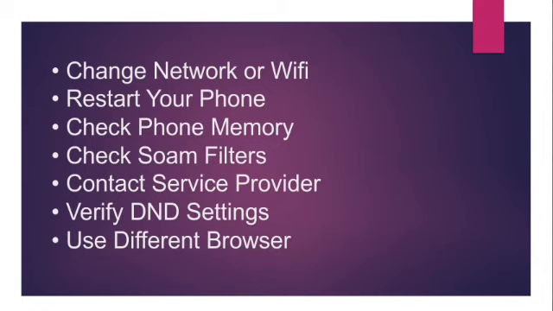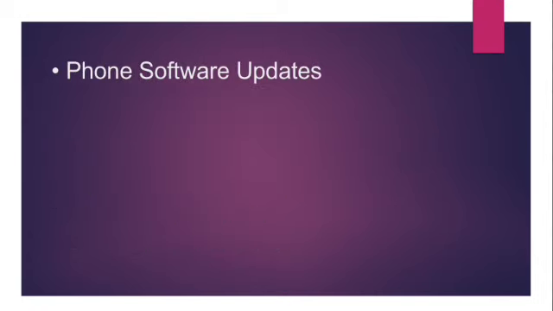Now the next way of fixing the problem is to update your phone software. I have said that if you have outdated software on your phone, it might be the reason why you are not receiving the OTP message. So all you need to do is to just update the software and then try the process again, and then you will be able to receive your OTP message.